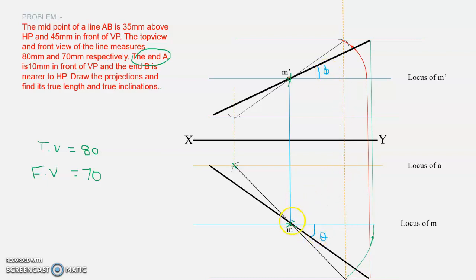From the midpoint, you have to draw the line for half of the distance. If the true length is 80 mm, you need to draw a 40 mm line to the left-hand side, below the locus of M and above the locus of M, with respect to the angle. Similarly, the front view also has to be drawn. So this is how we have to solve the midpoint problem. Thank you.